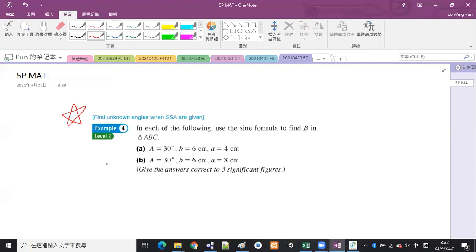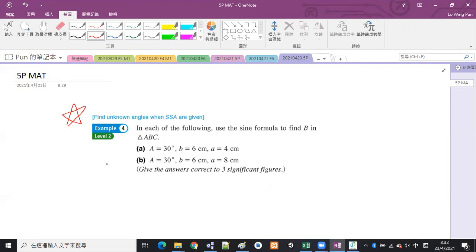I will tell you what is special when it comes, okay? So in each of the following, use the sine formula to find B. Find B means to find angle B, right? Find angle B in triangle ABC.